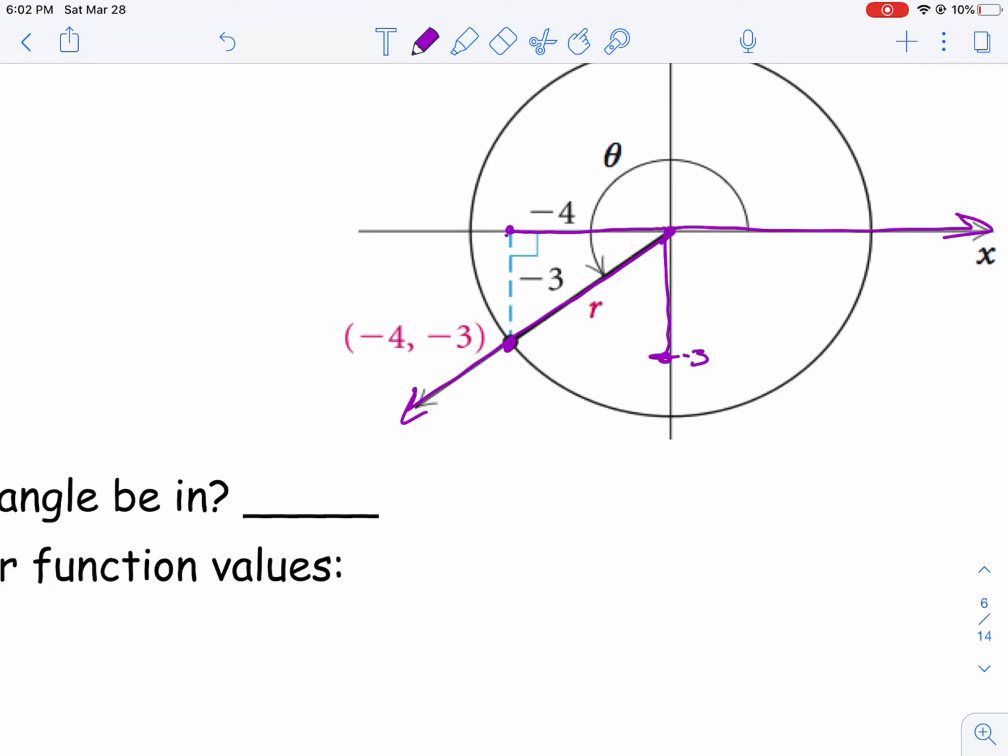Now you'll notice we don't have r. That's a bit of a problem, isn't it? We need to know r. I bet if you pause it and think a minute, you can come up with a way of finding r. Hopefully you're thinking Pythagorean theorem. Pythagorean theorem would work great here. 3 squared plus 4 squared equals r squared. If you know your Pythagorean triples, this ends up being 5. So r is 5.